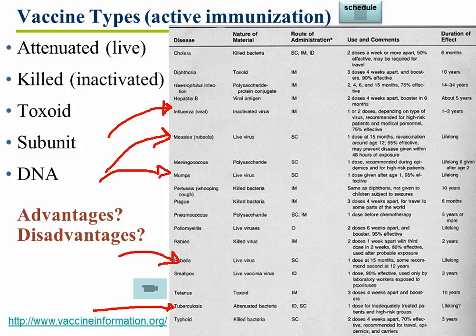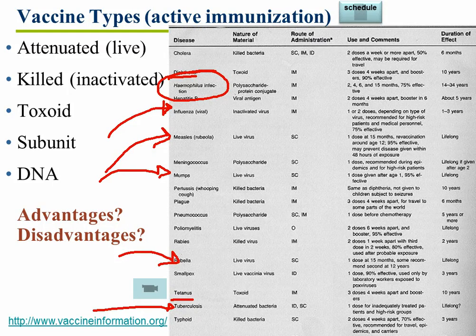Third scenario, toxoid vaccines. There are only a couple. Diphtheria and tetanus down here. This is inactive toxin, exotoxin, no longer toxic, but still immunogenic. No way to get the disease. Then there's subunit vaccines. These are very often made by genetic engineering. For example, look at the HIV vaccine.